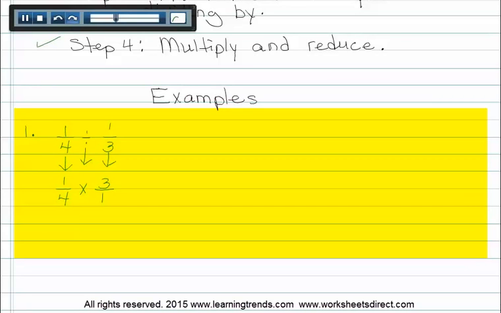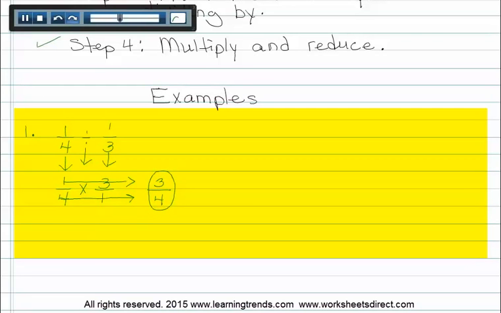So now we've changed our division problem into a multiplication problem, and we simply multiply and then reduce or change it into an improper fraction if we want. So 1 times 3 is 3, and 4 times 1 is 4. So our answer is 3/4.